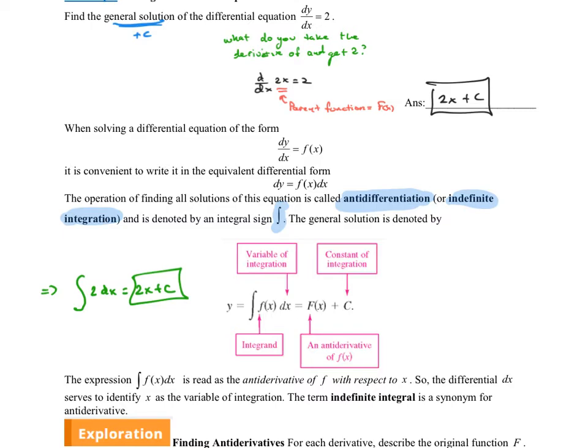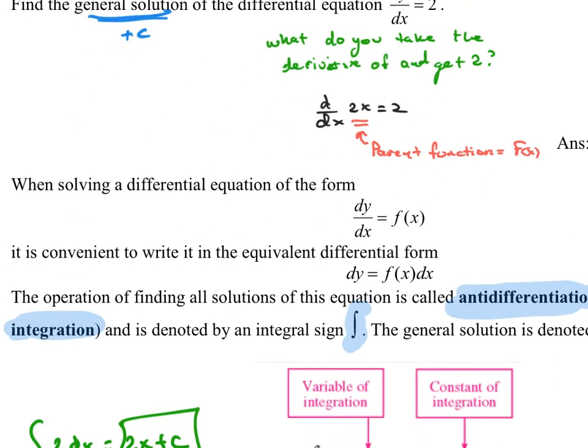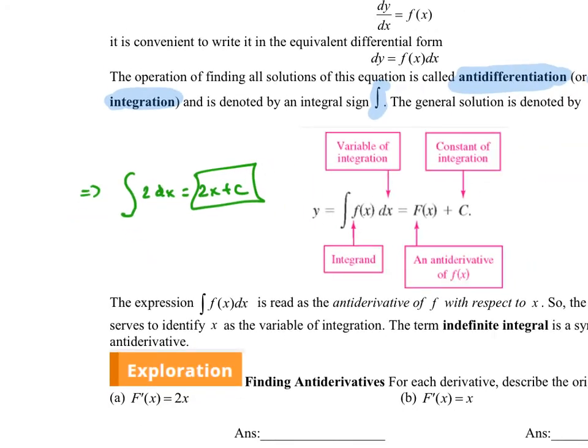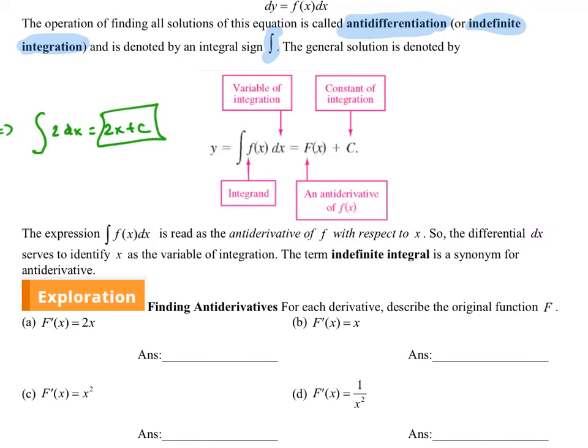So one way to denote it is by looking at it as a differential equation like they did in the previous problem, dy/dx equals 2. And one way to use it is with this integral notation, which is just that integral symbol saying find the antiderivative or find the parent function of 2. What function do I take the derivative of to get 2? It says the expression, the integral of f of x dx, is read as the antiderivative of f with respect to x. So the differential dx serves to identify x as the variable of integration. If we said dt, all that would mean is instead of 2x plus c, we would have 2t plus c. It's just designating your variable.